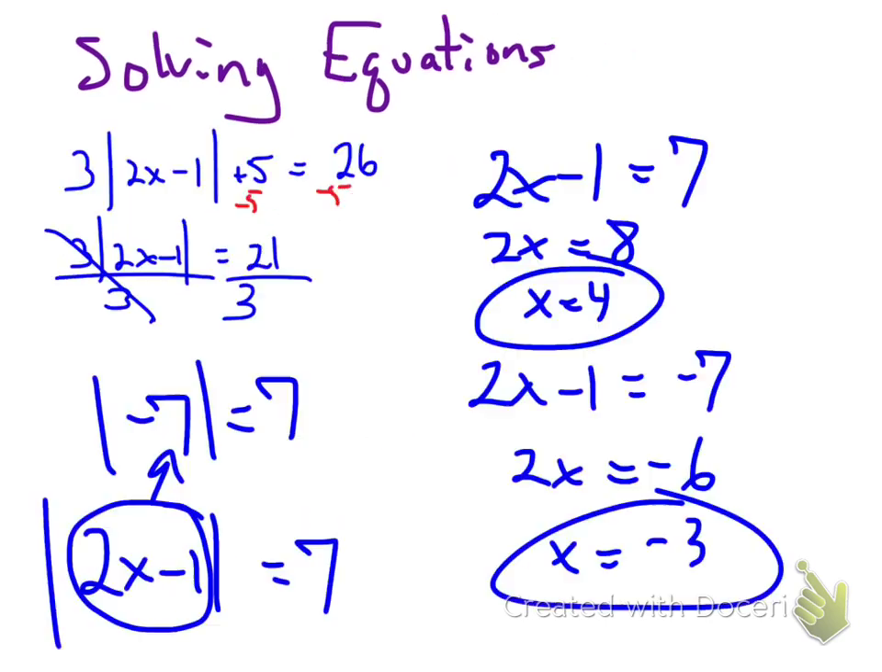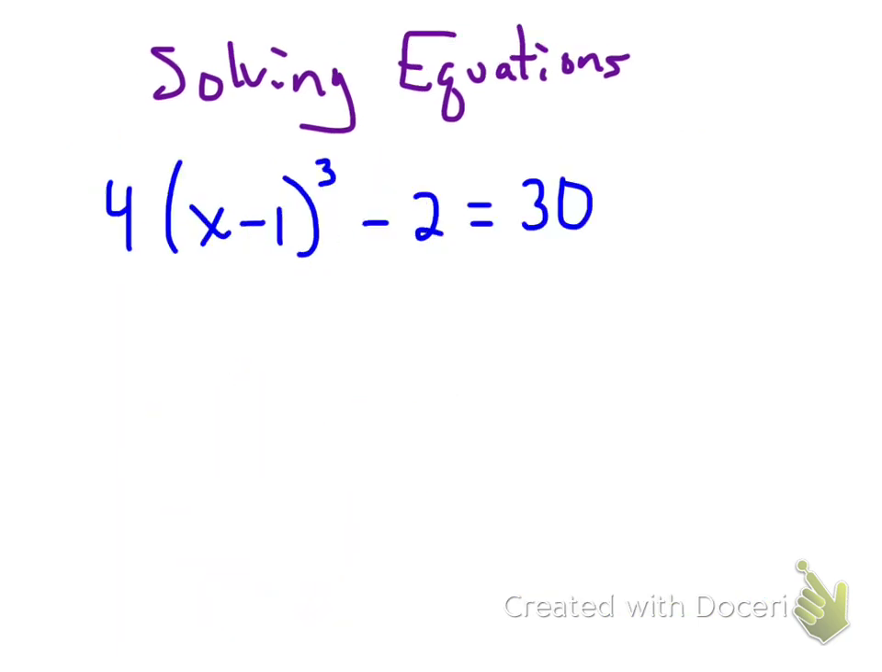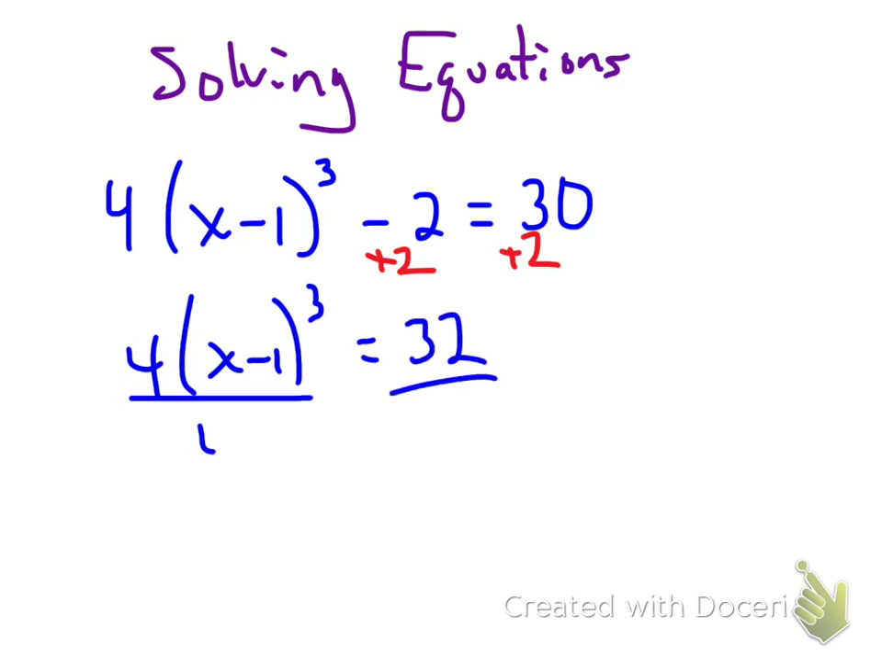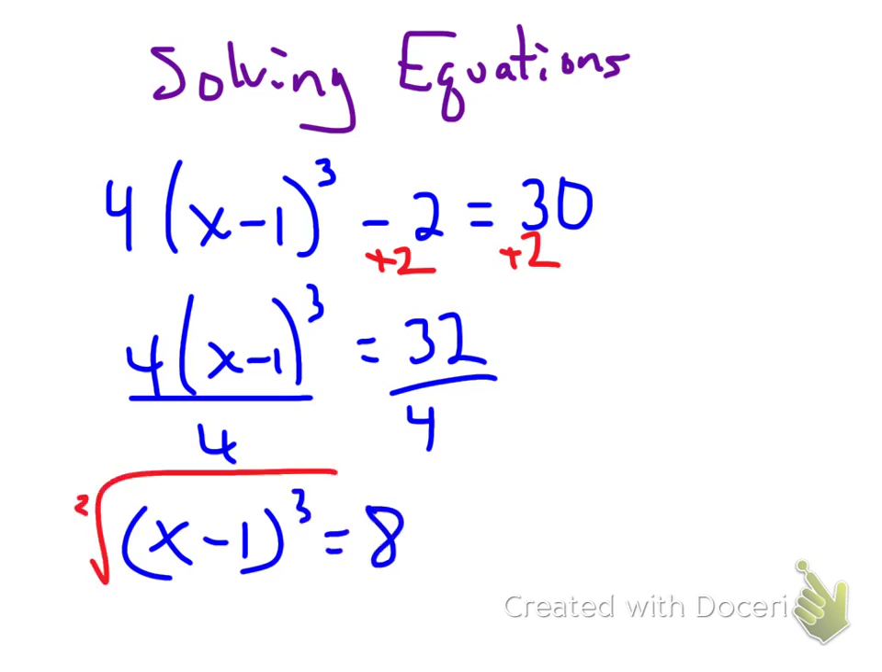Similar to the very first problem, where I wanted to get the absolute value by itself, I'm going to do the same thing here, where I want to get this by itself right now. So I'm going to add 2. So I have 4(x minus 1) cubed equals 32. Divide by 4. (x minus 1) cubed equals 8. I am now going to cube root both sides. Cube root of 8 is going to be 2. So x is 3.